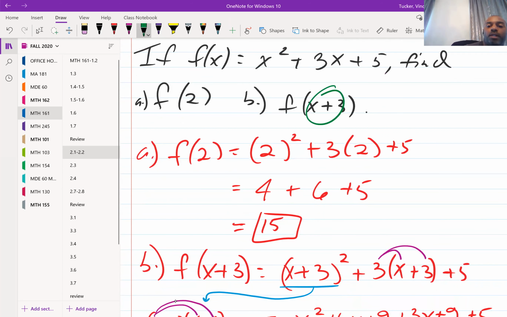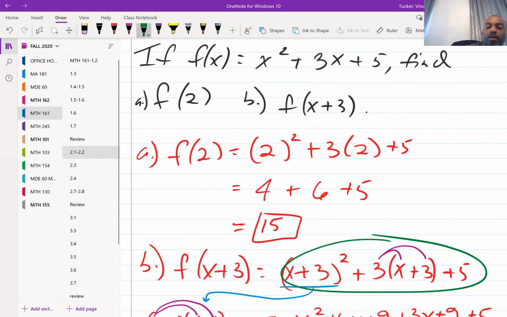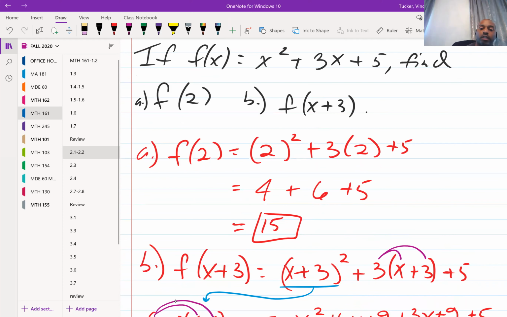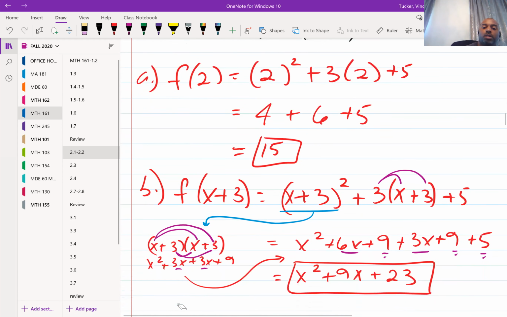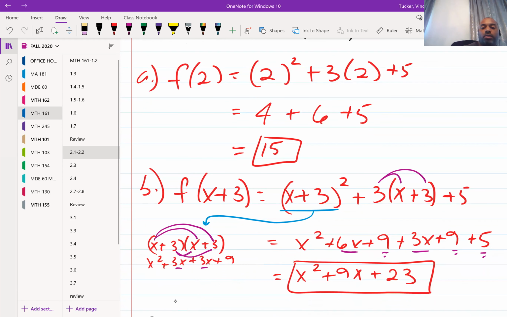Okay, now B says plug in x plus 3 in for x. So you're plugging in that whole quantity. And that's what I did right here. So wherever I saw x, I put x plus 3. So that's x plus 3 squared plus 3 times x plus 3 plus 5. So everything's still the same. It's just that instead of x, you see x plus 3. All right, so make sense of what we got going on here.